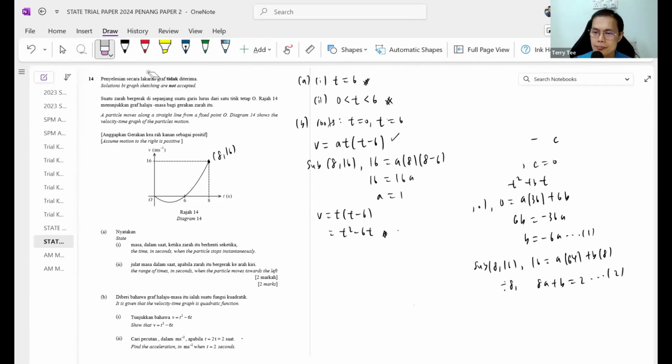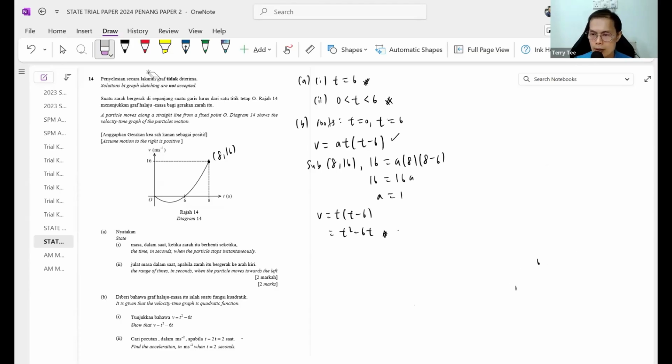All right, now after you've got your velocity, you're supposed to find the acceleration when t is 2. So I'm going to differentiate this. This is part B, Roman 1 and Roman 2. Differentiate velocity, you get acceleration. Acceleration is 2t minus 6. And when t is 2, your a is 2 times 2, which is 4, 4 minus 6, negative 2. My acceleration is negative 2.